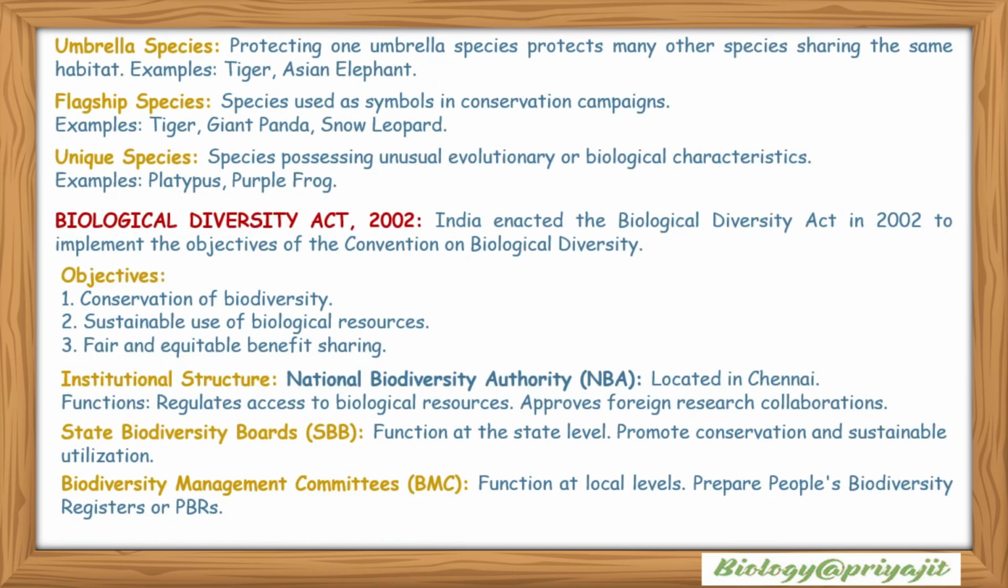Umbrella species: protecting one umbrella species protects many other species sharing the same habitat. Examples: tiger, Asian elephant. Flagship species: species used as symbols in conservation campaigns. Examples: tiger, giant panda, snow leopard, etc. Unique species: species possessing unusual evolutionary or biological characteristics. Examples: platypus, purple frog, etc.